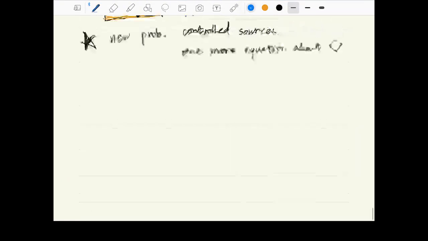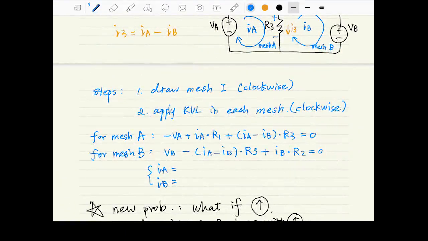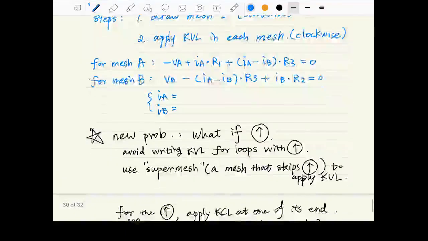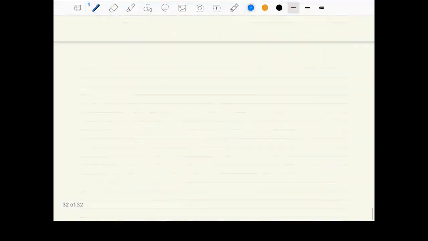And for a new problem, just like we discussed in node voltage analysis, when we find a controlled source, the steps are the same, except you need to add one more equation for the controlling variables and the controlled sources. We are good.